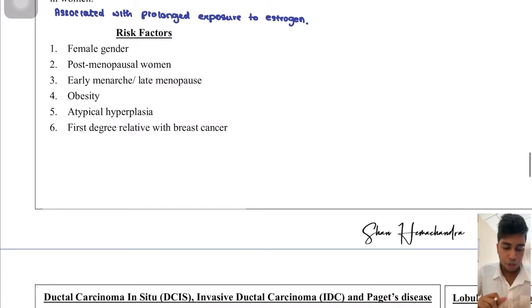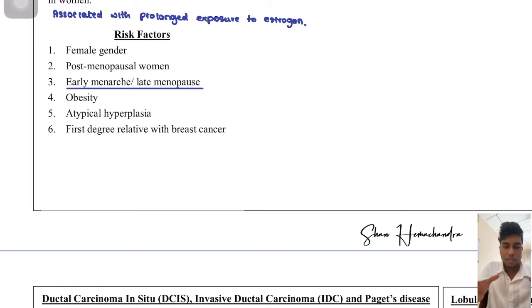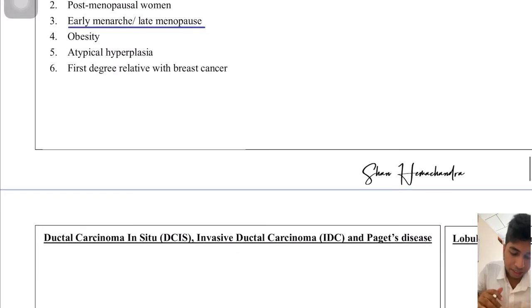Okay. Post-menopausal women. Breast cancer usually occurs after menopause. And early menarche and late menopause. Why is this important? Because these women are exposed to estrogen for a longer time. Okay. Obesity, because the fatty acids, the free fats, are converted to an estriol compound. That is basically an estrogen analog compound. Okay. Atypical hyperplasia and first degree relatives with breast cancer.